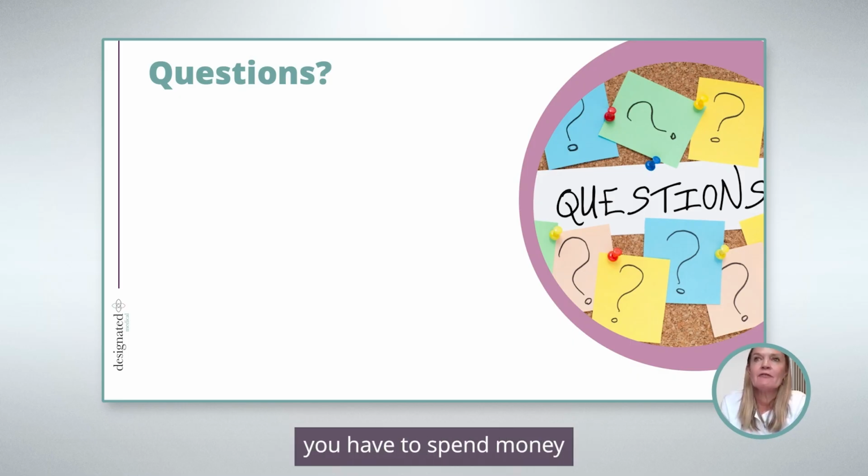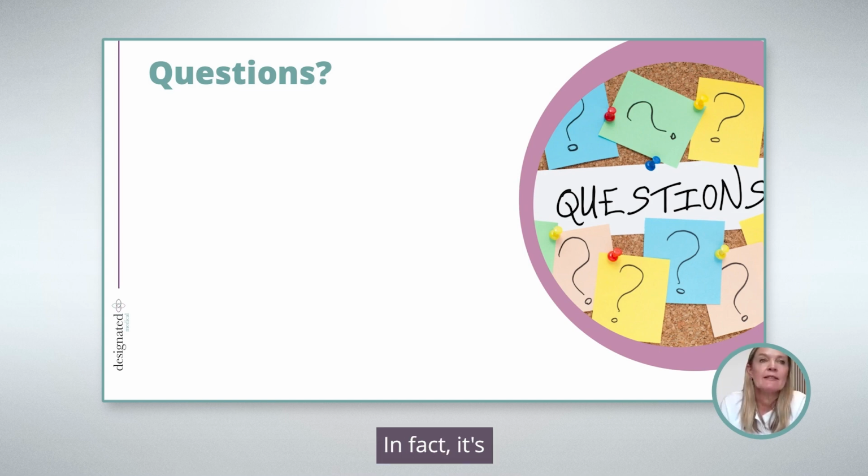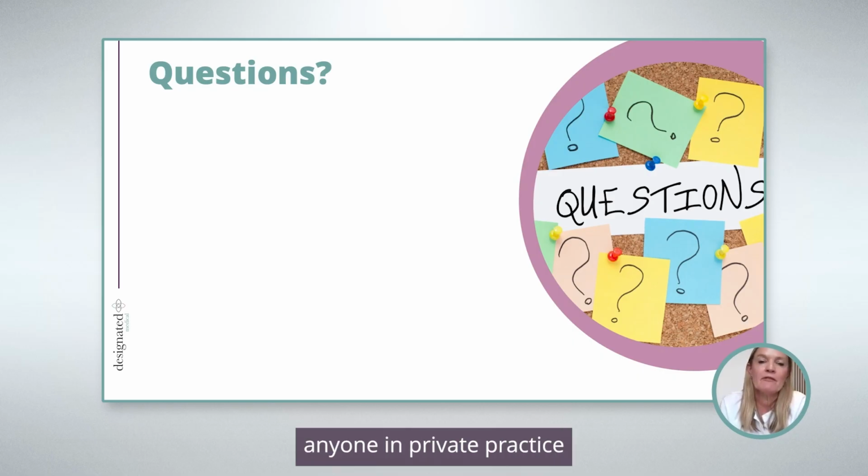The things that you have to spend money on, as Simon's just talked about, I think you can't really start without a patient management system. So you have to allow money for a patient management system. That's really crucial. I think you have to have a website. In fact, it's part of the CQC process. So if you're going through CQC, you absolutely have to have one. But to be honest, anyone in private practice now does need a website, so you need to allow a budget for that.